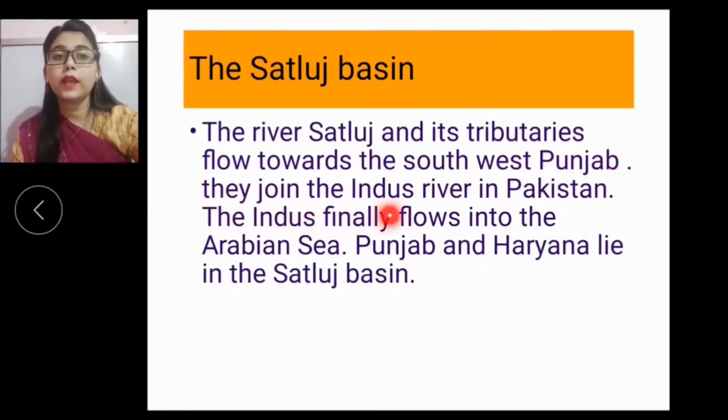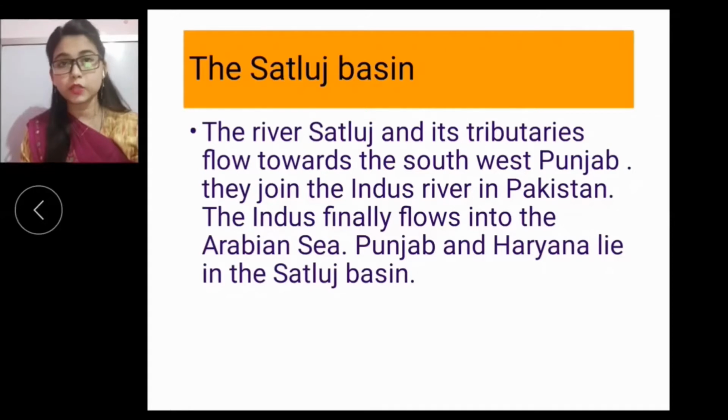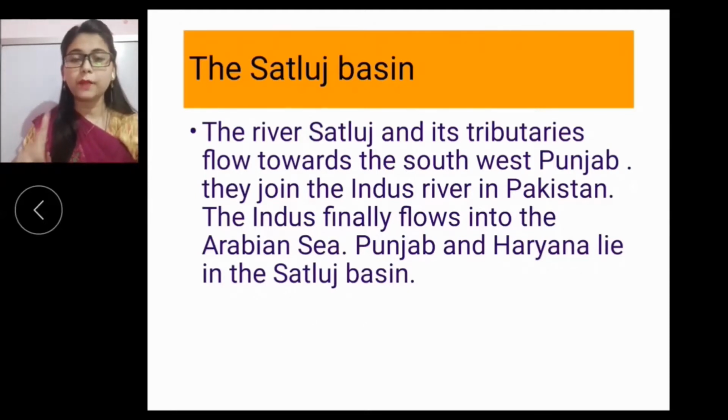They join the Indus River in Pakistan, and the Indus finally flows into the Arabian Sea. So where is the Arabian Sea situated? The Arabian Sea is situated on the west side of India. Punjab and Haryana, these two states, lie in the Satluj basin.